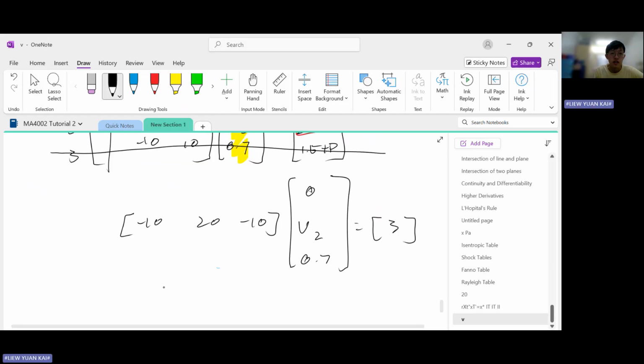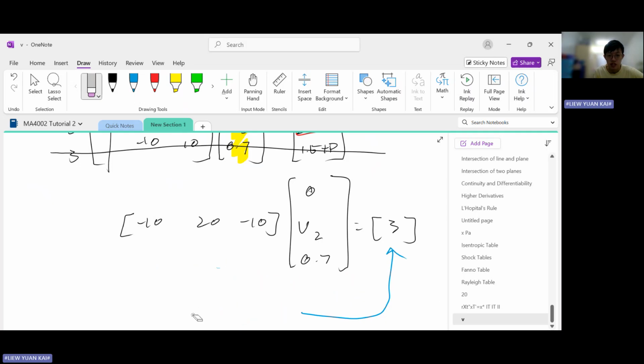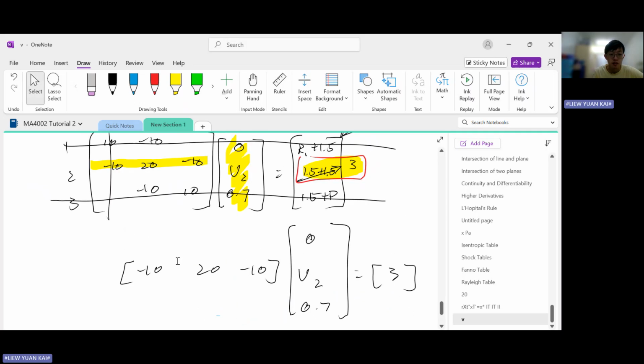When you check the dimensions, this is a 1 by 3 matrix, and this is a 3 by 1 matrix. So you see, they will cancel to form a 1 by 1 matrix, which is what you see here. This is a 1 by 1 matrix. So this is the reduced equilibrium equation.